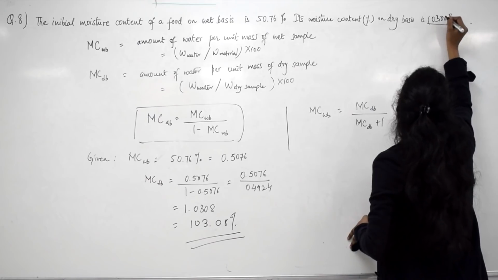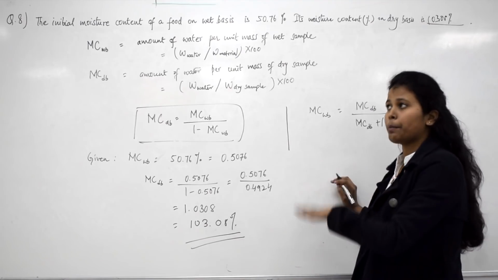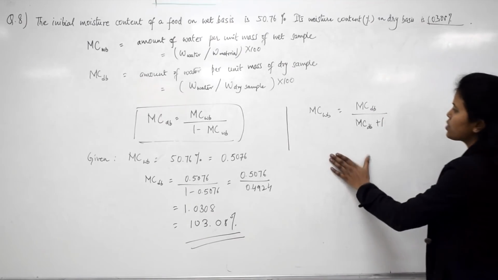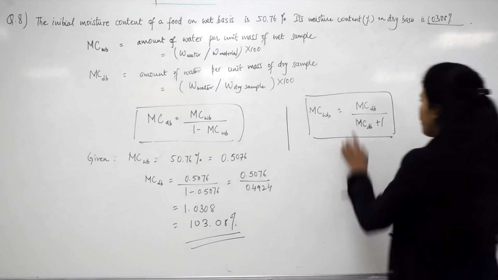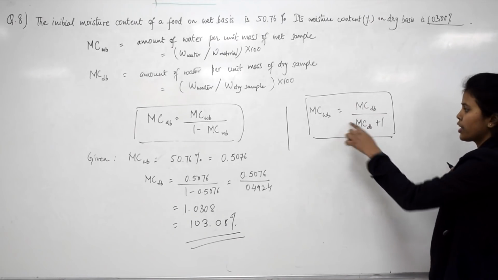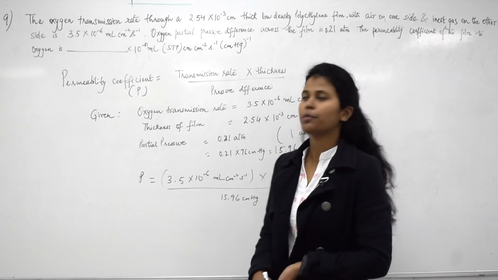103.08%. Now, if the question was asking about the conversion from dry basis to wet basis, a different formula can be used. It has been written here. Moisture content on wet basis is equal to moisture content on dry basis upon moisture content on dry basis plus 1. Now, let's move to question number 9.